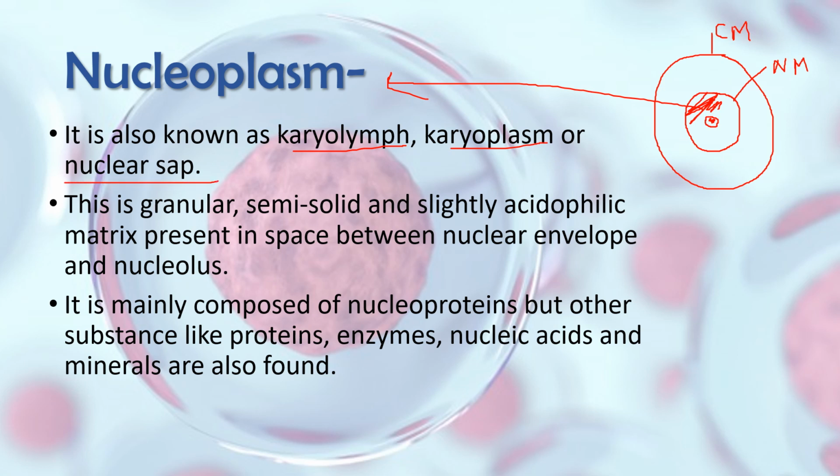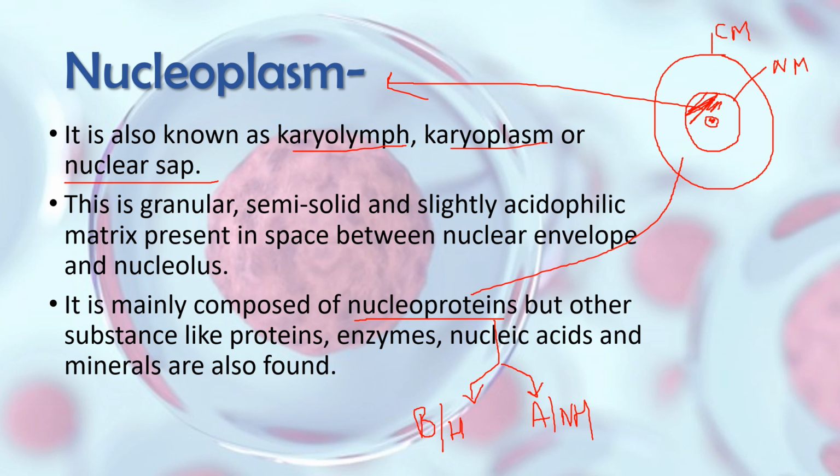It is mainly composed of nucleoproteins. The nucleoproteins of nucleoplasm can be categorized as histone or basic proteins and non-histone or acidic proteins. So the composition of this nucleoplasm is nucleoproteins, which can be classified as basic proteins and acidic proteins. Basic proteins are known as histone proteins, whereas acidic proteins are known as non-histone proteins.